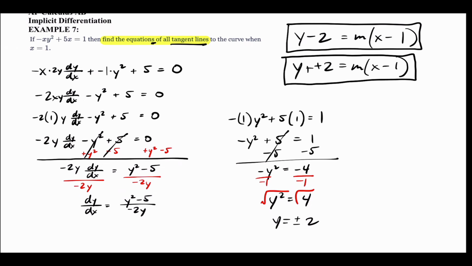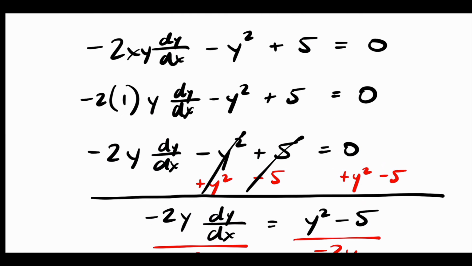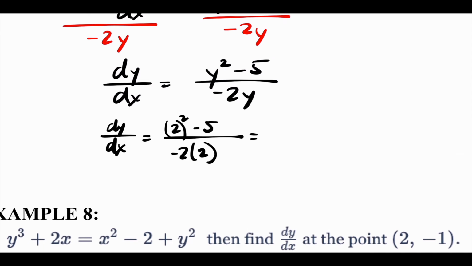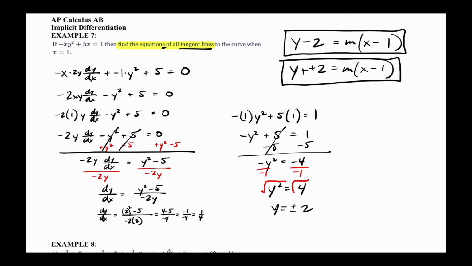Now we've got to find the slope. How do I find slope? We've already plugged in x, right? I plugged in x early. Now we've got to plug in y. So I'm going to plug into dy/dx, positive 2 and negative 2. First, I'll do positive 2. So I get 4 minus 5 over negative 4, negative 1 over negative 4, which is 1/4. That slope goes with the top one.